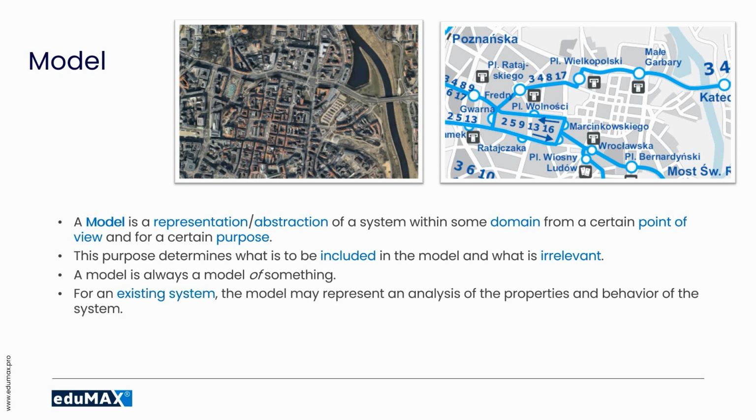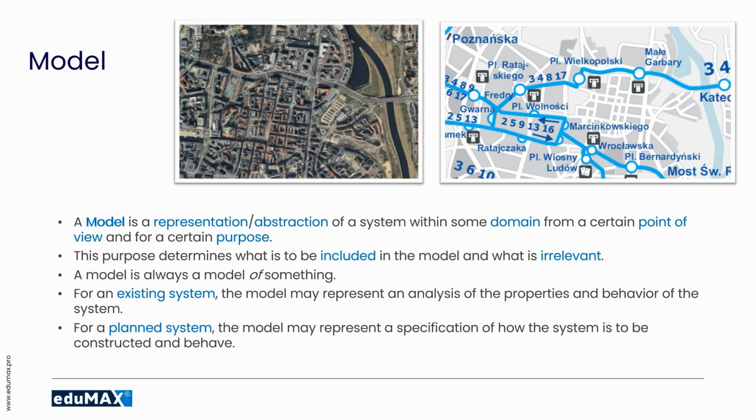And in general, we've got two kinds of models. We've got as-is models for existing systems, specifying properties and behavior of the existing systems, and planned systems, so the to-be models, to represent how the system is to be constructed and how it should behave.